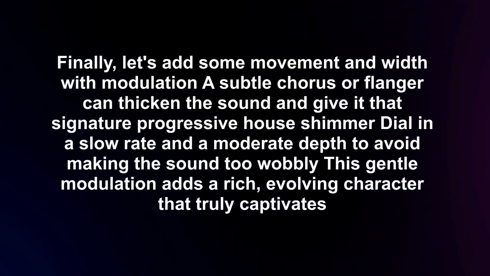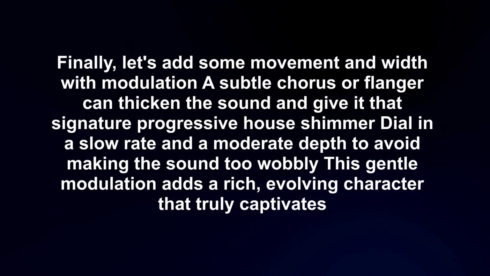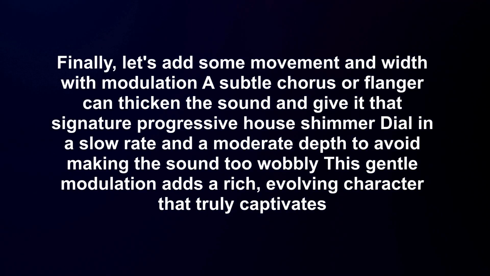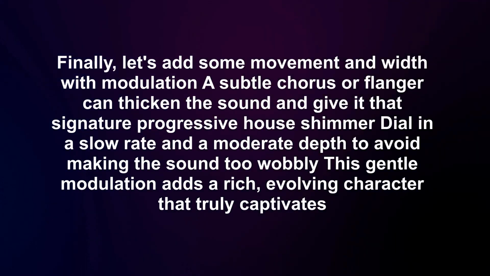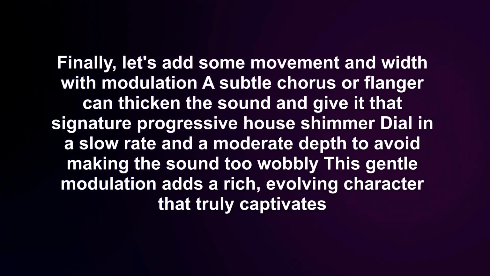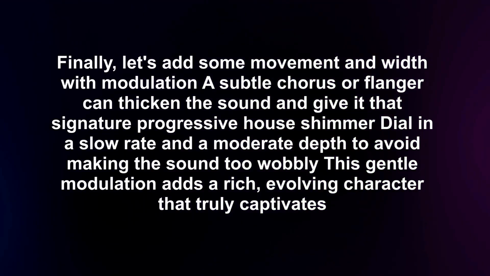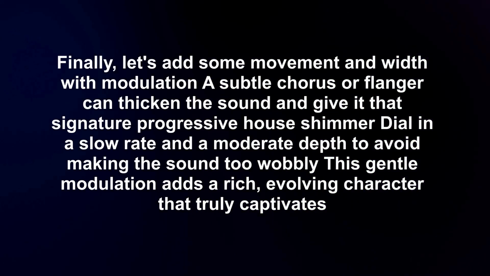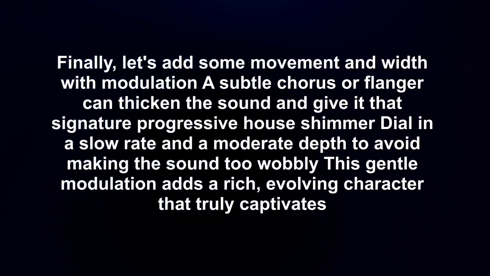Finally, let's add some movement and width with modulation. A subtle chorus or flanger can thicken the sound and give it that signature progressive house shimmer. Dial in a slow rate and a moderate depth to avoid making the sound too wobbly. This gentle modulation adds a rich, evolving character that truly captivates.